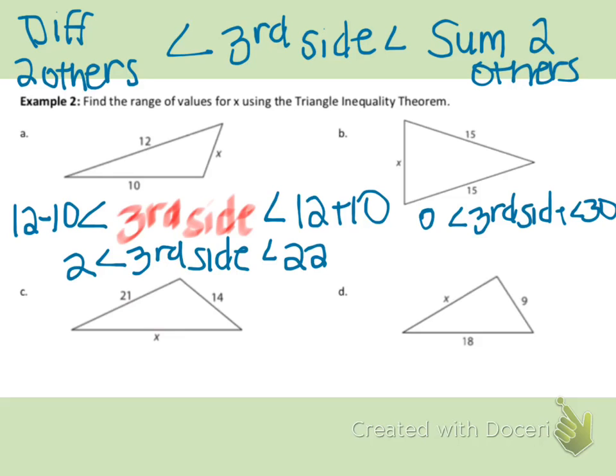All right, let's just try one more. I want you guys to give C a try and find the range of values for X. Instead of saying third side, you can just use X. So you're going to say X is less than something, but greater than something. You just have to figure out what those somethings are.